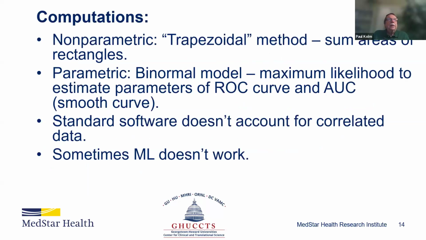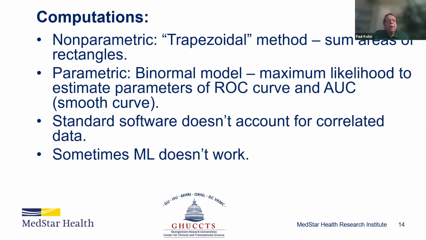So in terms of our computations, there's two ways we can do that. We can use the non-parametric, which, as I mentioned before, is the trapezoidal method, where we sum the rectangles underneath the curve. However, we can also do a parametric approach using the binormal model and use maximum likelihood to estimate the parameters of the ROC curve and the area under the curve. In that case, we would get a smooth curve, whereas if we use the non-parametric, we'll get a curve that's not particularly smooth.